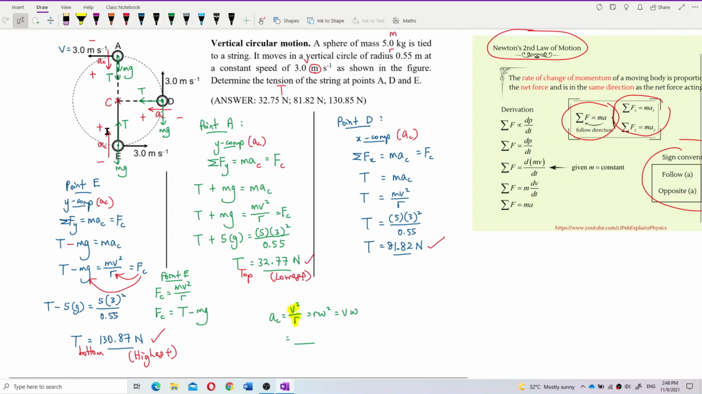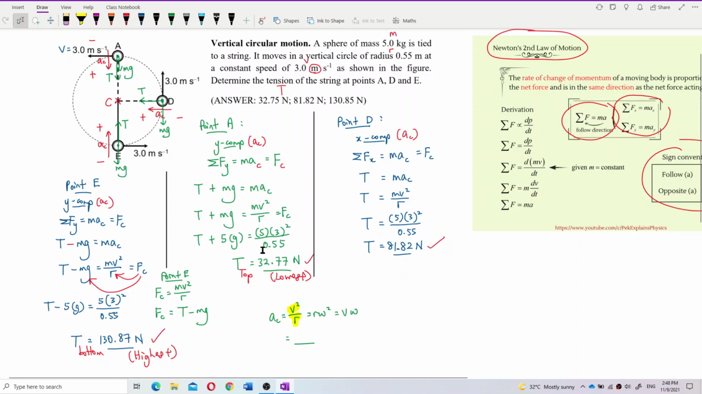So we can see the tension of the string at the bottom is most taut. It's easiest to break at the bottom because it has very high tension. But when the ball goes to the top, the ball is going to drop. So the tension of the string when the ball is at the top is actually very loose. Very loose. It has the lowest tension.